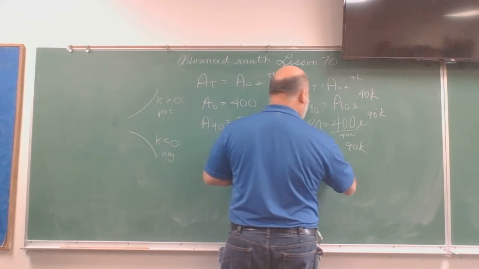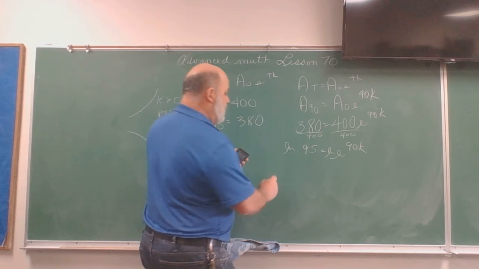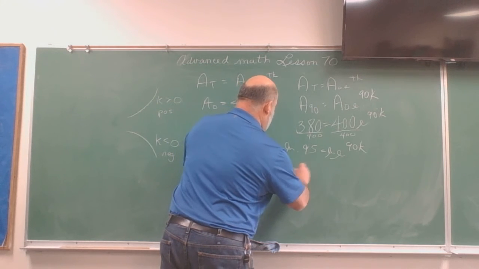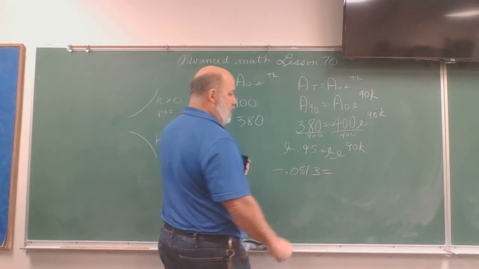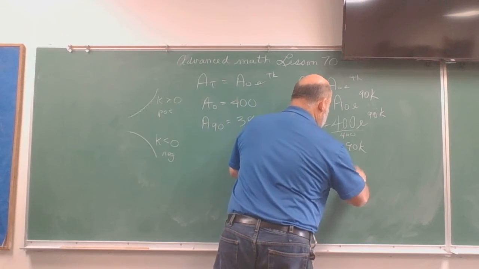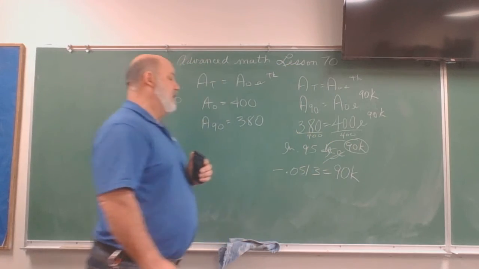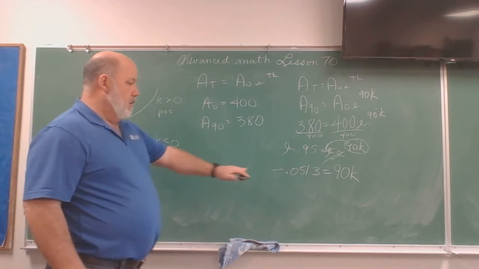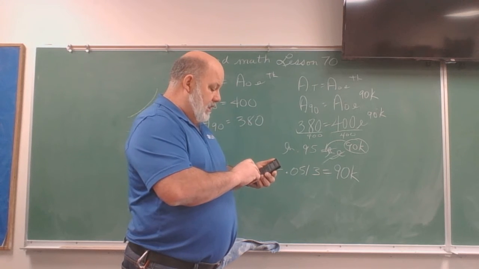I take the natural logarithm of both sides. And I get negative 0.0513, we'll call it for now, equals 90k. 90k jumps to the front. Natural logarithm of e is 1. Negative 0.0513 divided by 90.